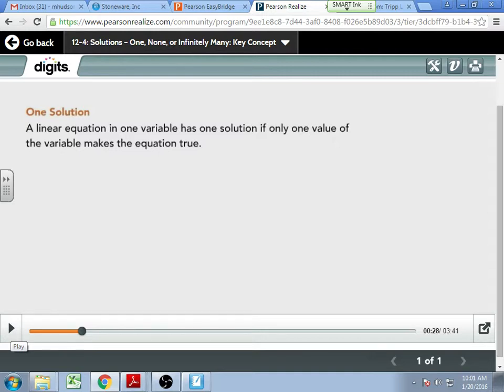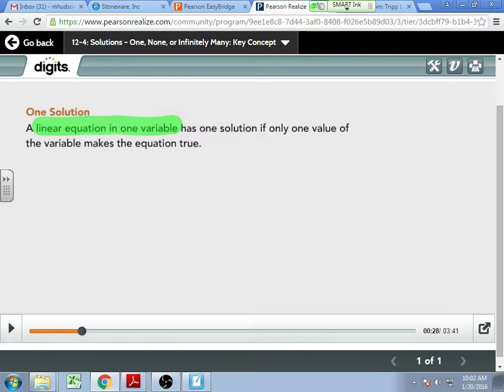So linear equation in one variable. This sounds really fancy schmancy. A linear equation in one variable. All that means is we're only using one type of variable, one letter, and if it's linear, means it will travel in a straight line.